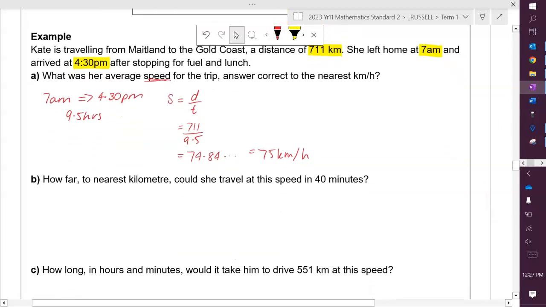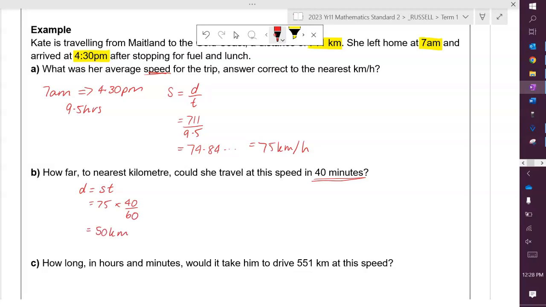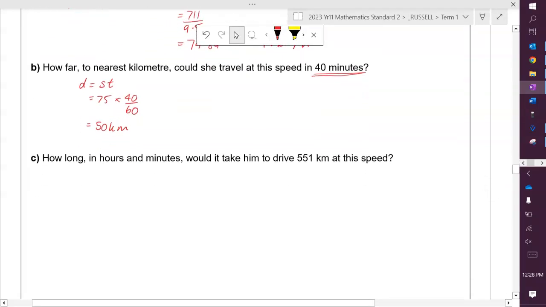The next part of this question says, how far to the nearest kilometre could she travel at this speed in 40 minutes? So 40 minutes is our key thing here, and we're looking at distance. Distance equals speed times time. The average speed from our previous question is 75, and the time she took is 40 minutes. To work out minutes in an hour, you can simply say, what is 40 over 60? That would give us an answer of 50 kilometres. So she would travel 50 kilometres.